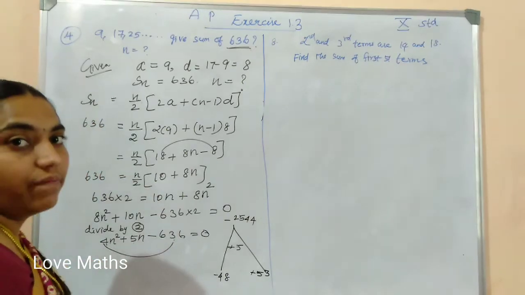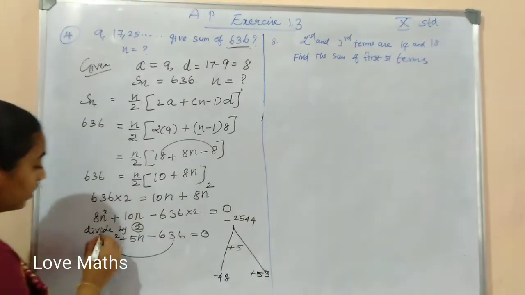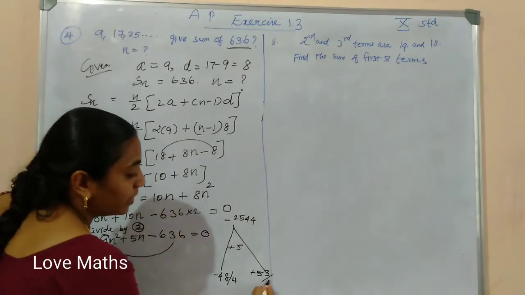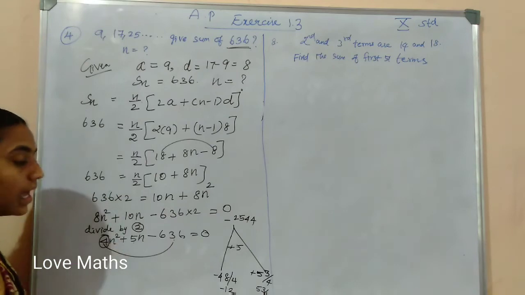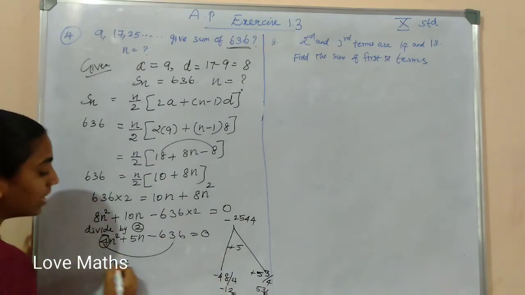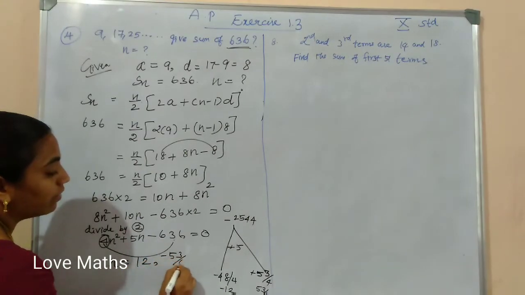Now we need the n value. This is 4n, because the coefficient is there, you should divide this by the coefficient. So here minus 12, this is 53 by 4. Is it clear? Now n is equal to, you just change the sign and write. Minus 12 means plus 12, comma, minus 53 by 4.